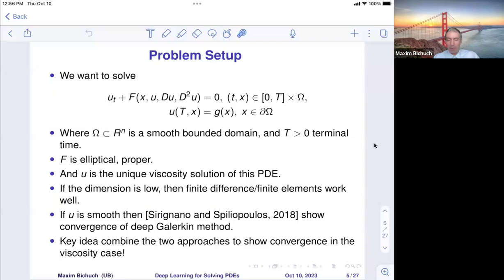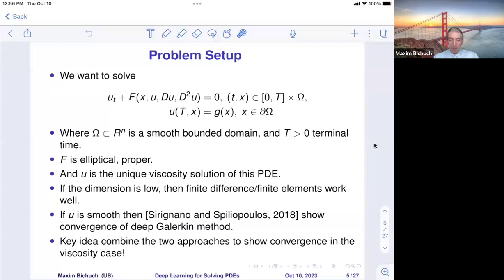Basically, heat equation. F will be quite general. We'll have a terminal condition. We'll assume that the domain omega is smooth and bounded, and capital T will be the terminal time. So we'll assume that F is elliptic and proper. In other words, basically well behaving in its arguments, monotone, specifically in the first and last argument.